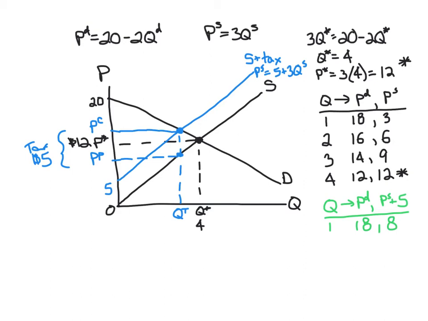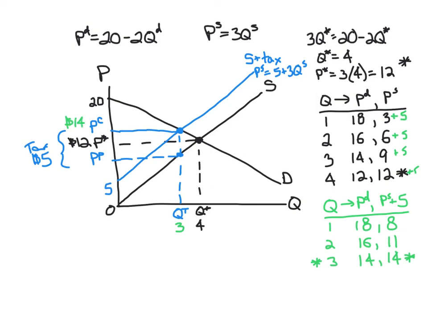In fact, everything's just going to be 5 units higher than what it was up here. Right, so if we plug in 2, we get 16 and 11. When we plug in 3, we get 14 and 14. Aha, there is our match. So this is the new equilibrium with the tax. So the quantity is now 3, which is less than the original quantity of 4. And the price up here is going to be $14.